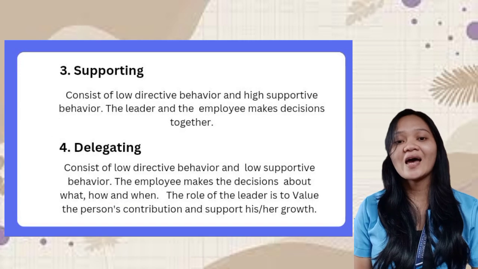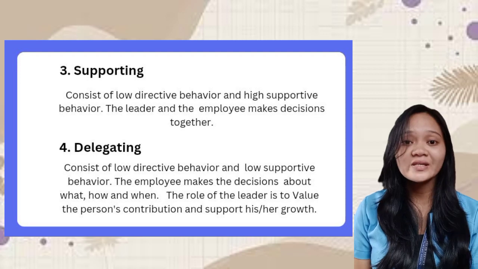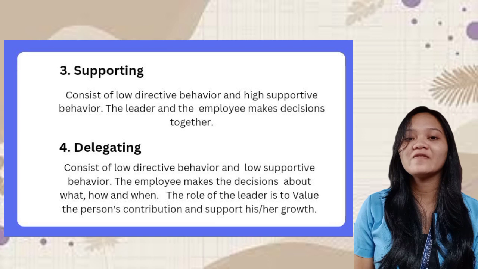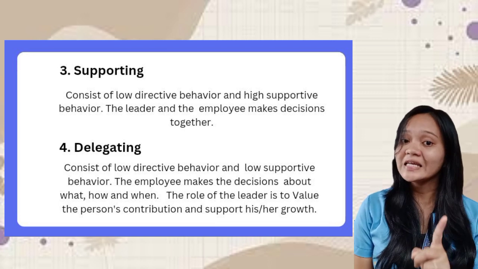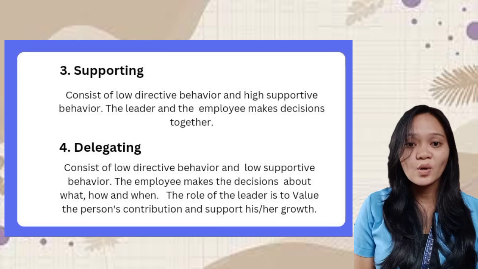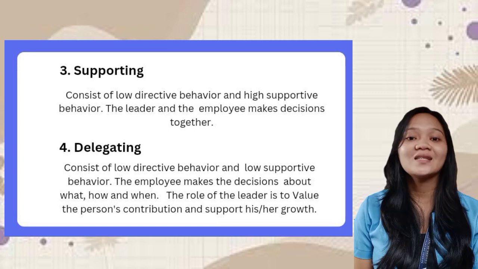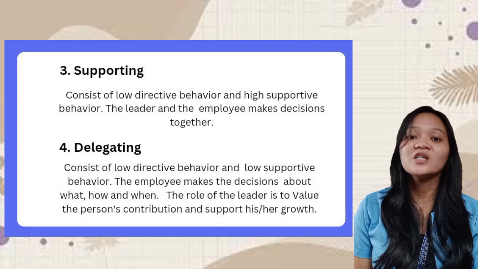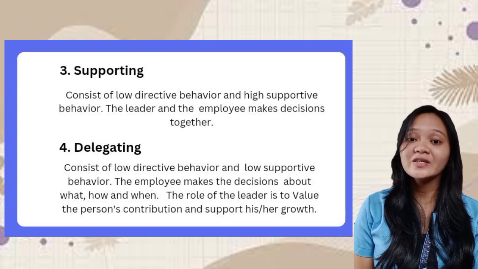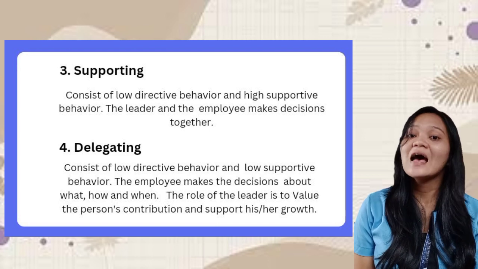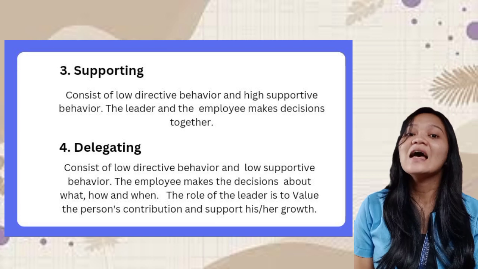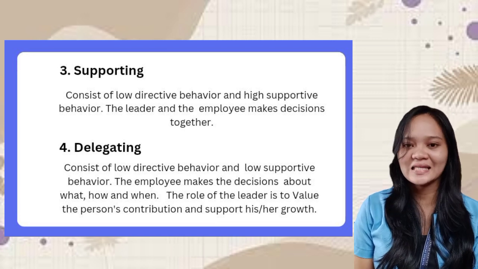The third style is supporting. Supporting consists of low directive behavior and high supportive behavior, meaning the leader and the employee make decisions together. The role of the leader is to facilitate, listen, encourage, and support. The leader supports the person's efforts, listens to the suggestions, and asks good questions to build his or her confidence and competence.